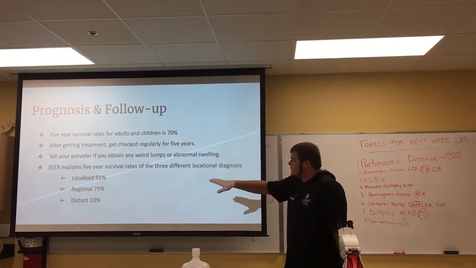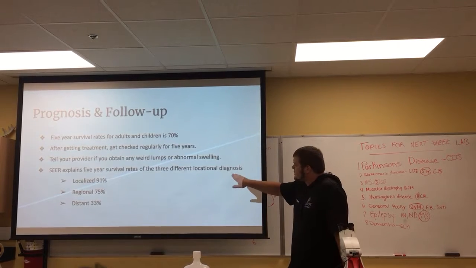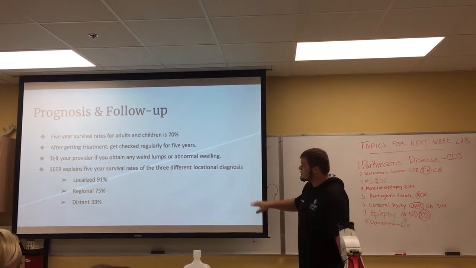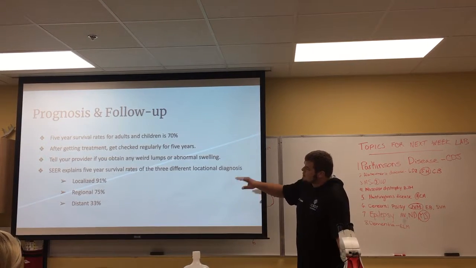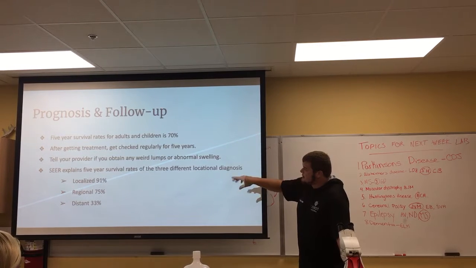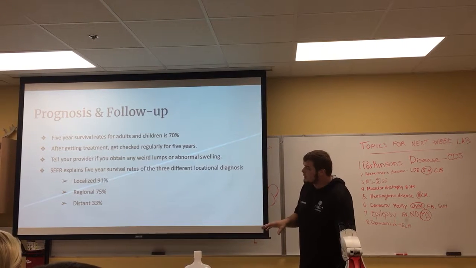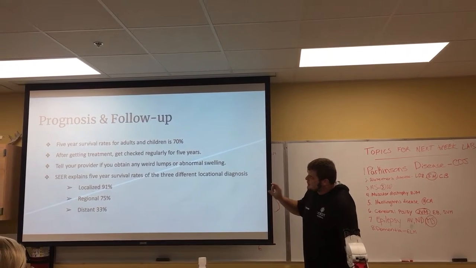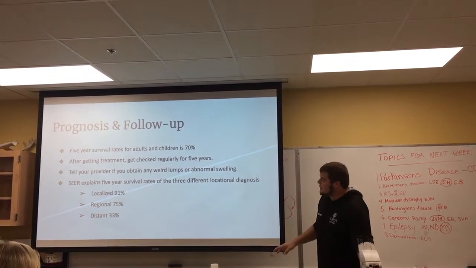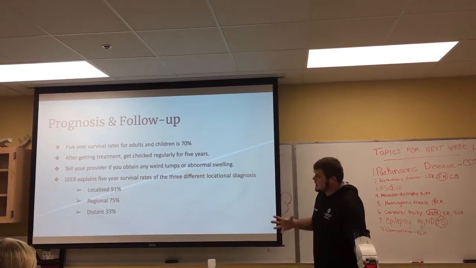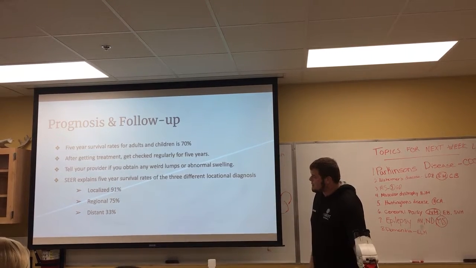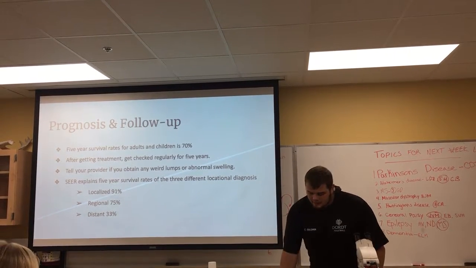So this here, like we talked about earlier, explains the 5-year survival rates for the 3 different locational diagnoses. So we talked about the localization, which you saw in the picture before, is 91%. So if you catch it early, you're able to have a much better chance of living 5 years after the surgery compared to if you were regional or distant. And distant, obviously, one in 3 people live after they have the cancer removed.